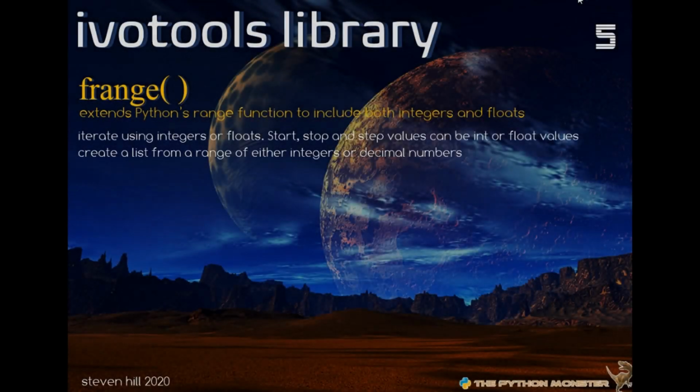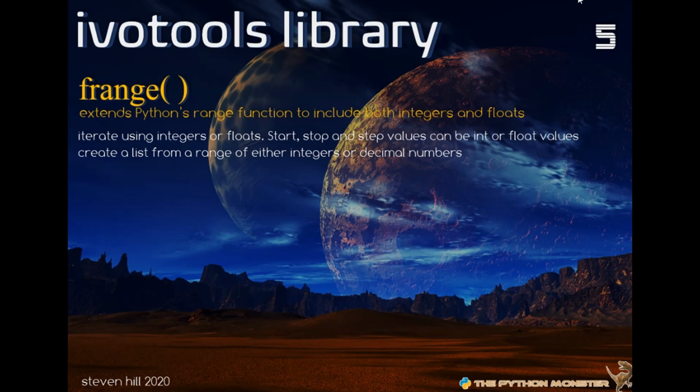Hi guys, welcome to video number 5 where we are looking at the functions available in the ivotools library, and the one that we're looking at in this video is called frange, and F stands for float. So frange extends Python's range function, which you will be very familiar with already guys, but includes the ability to work with both integer and float values.